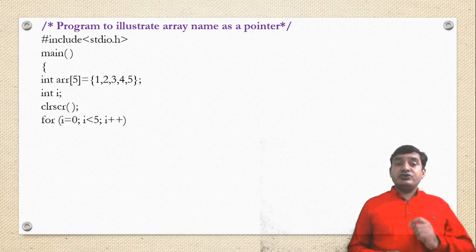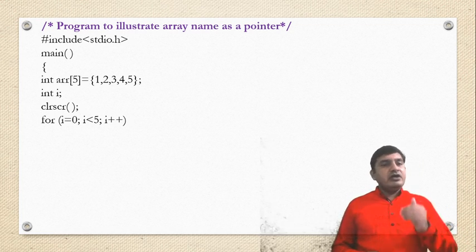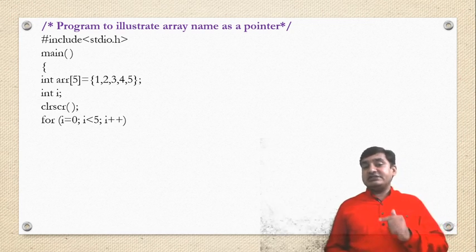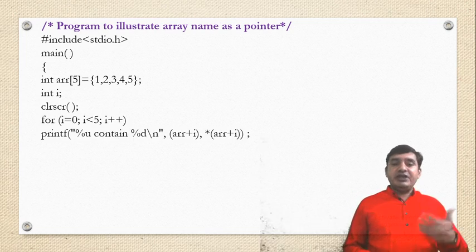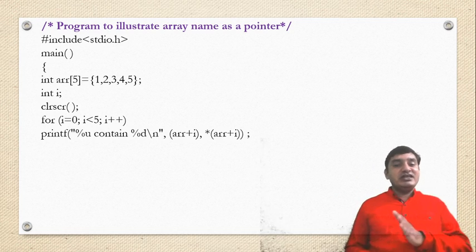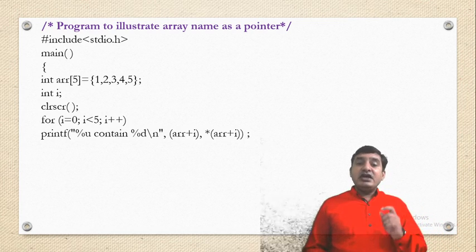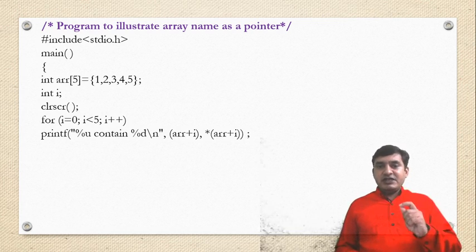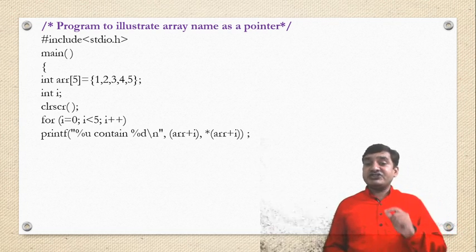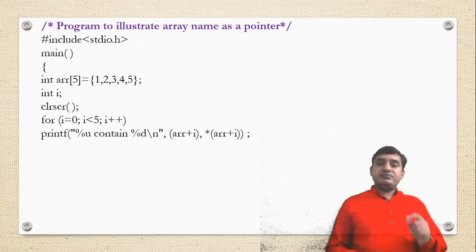For loop: i is equal to 0, i is less than 5, and i is incremented by 1. This loop is executed as long as the condition i is less than 5 is satisfied. Printf "%u contain %d", "%u contain %d", and \n is for a new line. Array plus i, the asterisk represents a pointer, *(array + i).